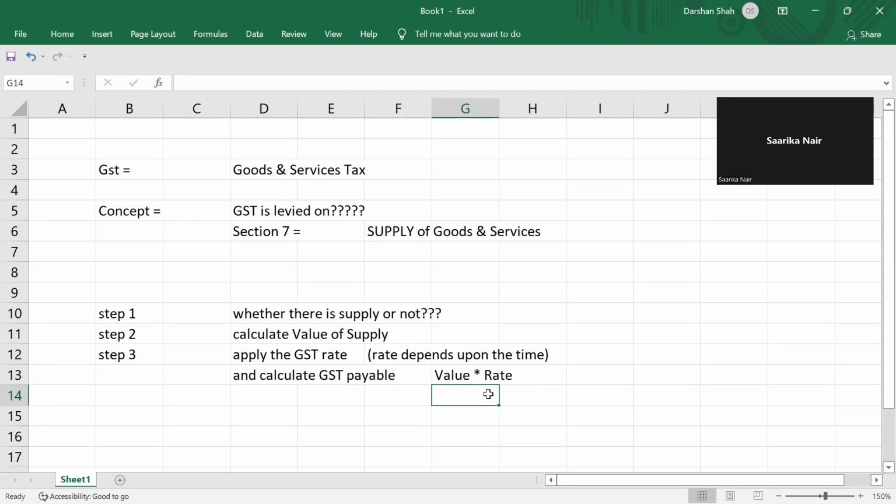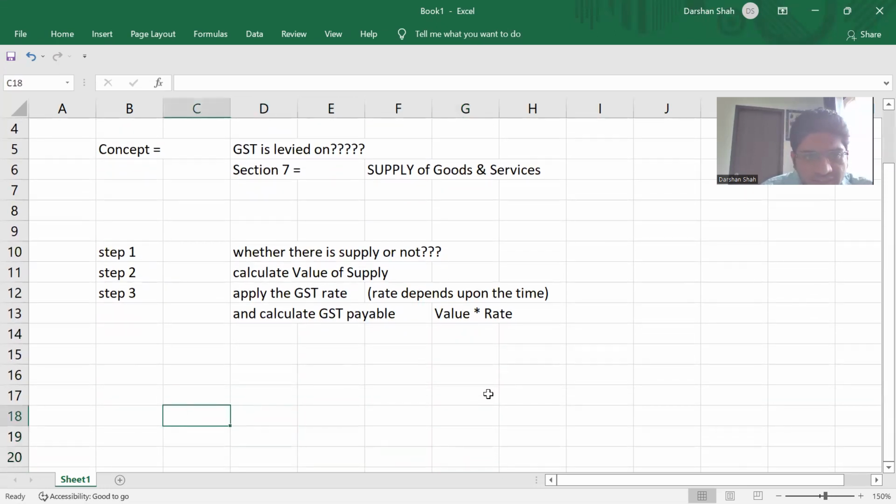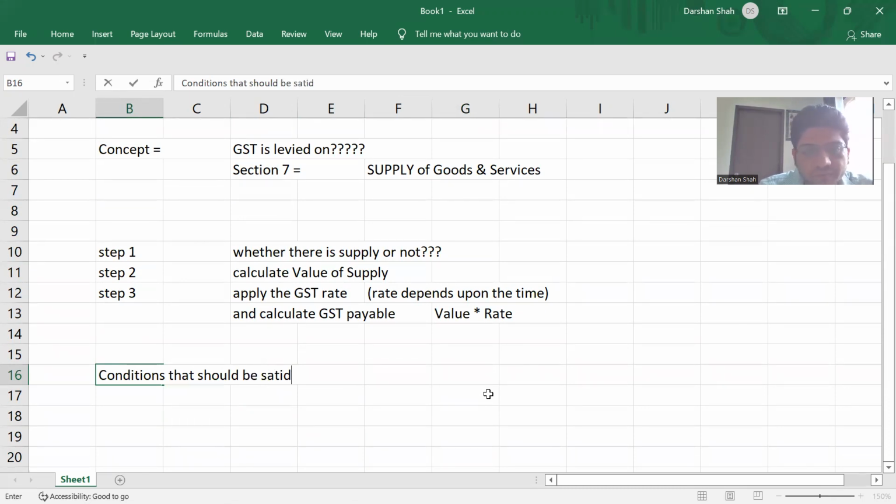All right. So yesterday we focused on step 1, whether there is supply or not. Section 7, we talked about supply. We discussed that in detail. There were 6 conditions that should be satisfied to treat a transaction as supply. Tell me quickly. Condition 1.